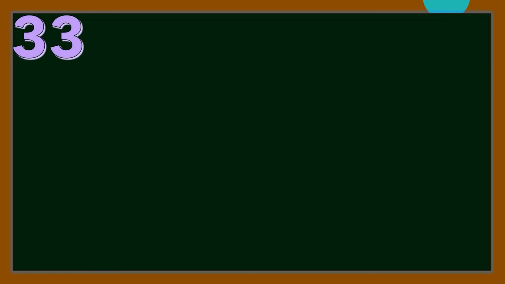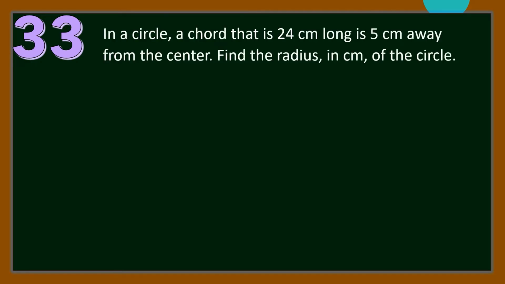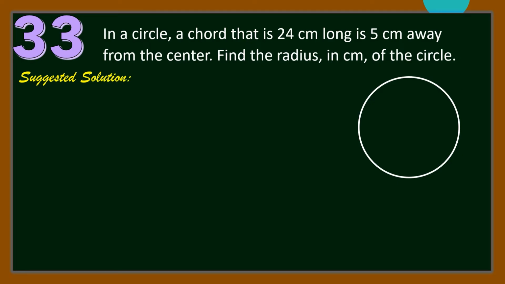Number 33. In a circle, a chord that is 24 centimeters long is 5 centimeters away from the center. Find the radius in centimeters of the circle. Here is our suggested solution.